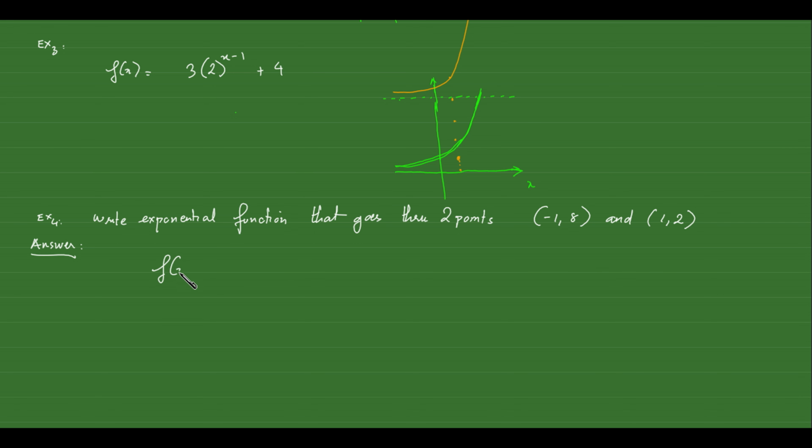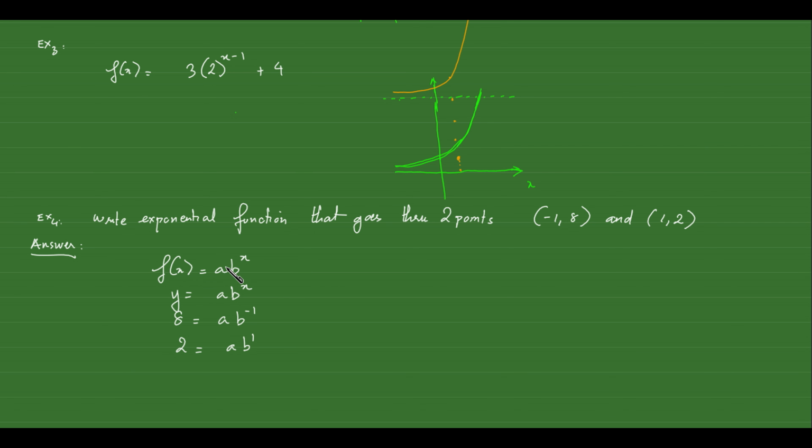So the formula is f of x equal to ab to the x, because they don't tell you about how many units moving right or left, so we don't have h and k. Okay, we just have this. And we know that it goes through 2 points, so f(x) is the same as y. So all we have to do is just plug in a point. So the first point gives 8 equals ab to the -1, and the second point gives 2 equals ab to the 1. Now we're going to solve for a and b. As long as we solve for a and b, we're done.